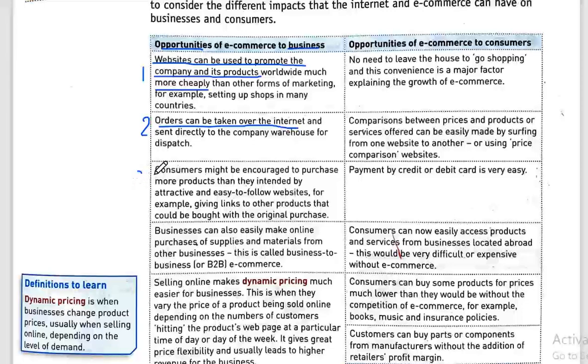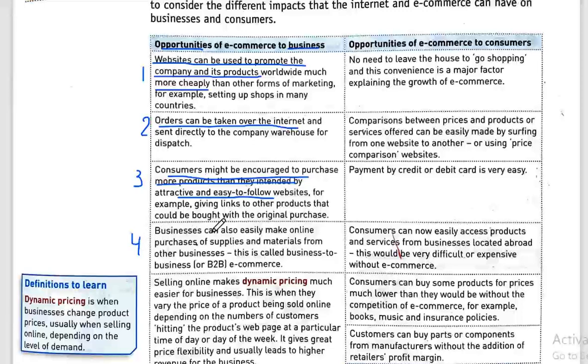Number three, consumers might be encouraged to purchase more products than they intended by an attractive and easy to follow website. So the website might be very attractive and easy to use, so it's going to encourage the customer to buy more than one product.